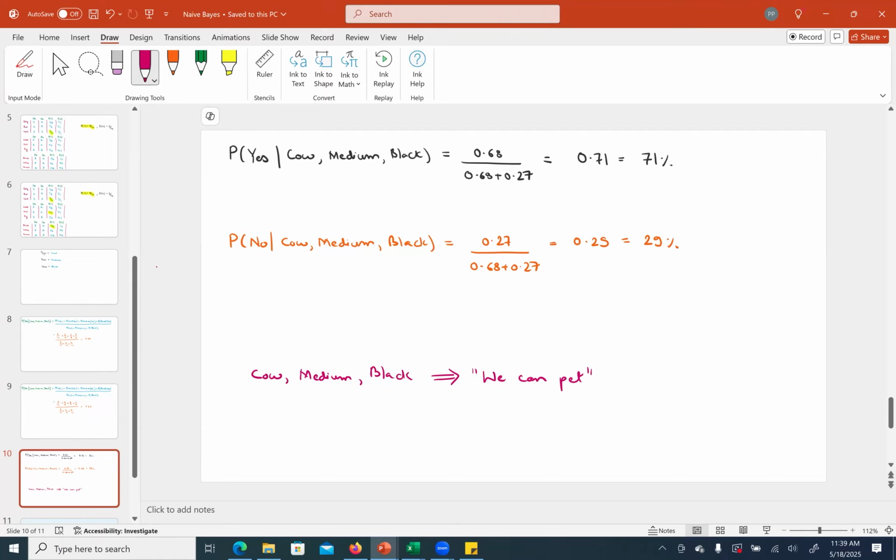For all of the input variables that you give me, I will just calculate the probabilities and see what is the probability of, let's say, zero, what is the probability of one. In this case, what is the probability of whether we can pet or we cannot pet this animal. Wherever we get the higher probability, that is going to be our final answer.